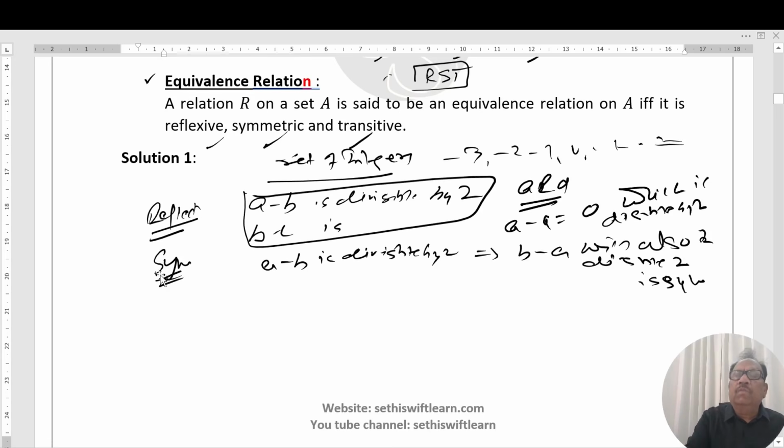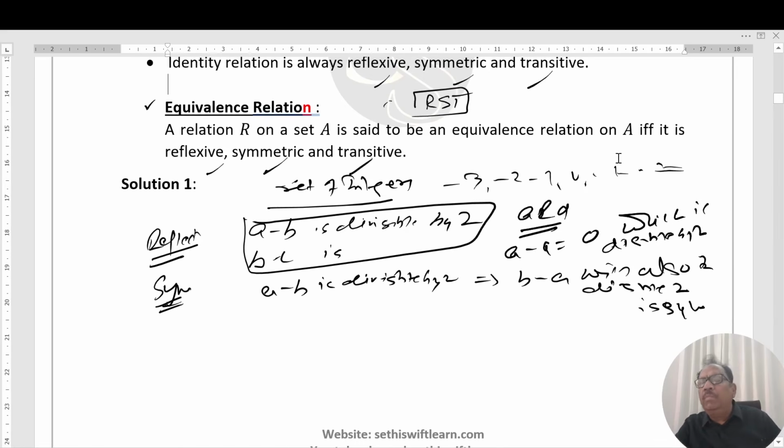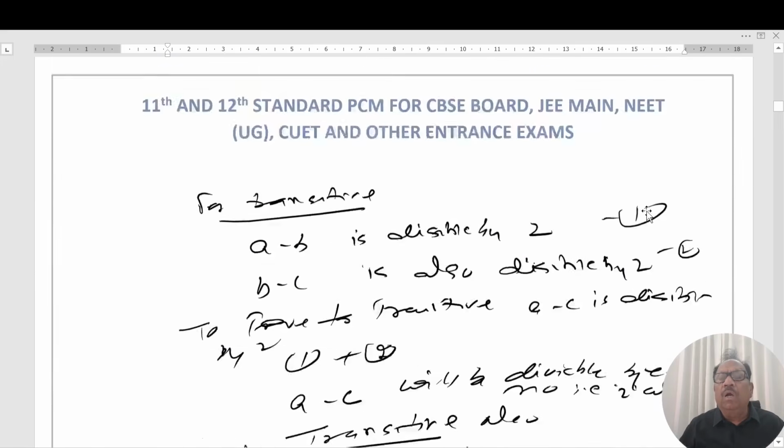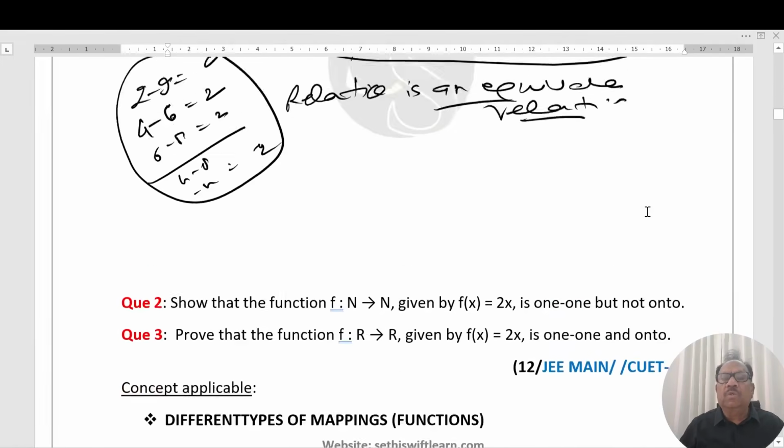In this case, the question was A minus B is divisible by 2. We have to prove that the relation is an equivalence relation. To prove it, we have to show three things. It should be reflexive. Reflexive means ARA, right? Symmetric means if ARB then BRA. Transitive means if ARB and BRC then ARC, right?